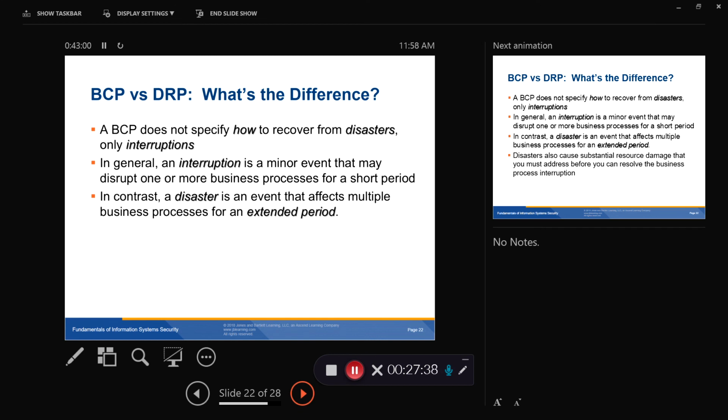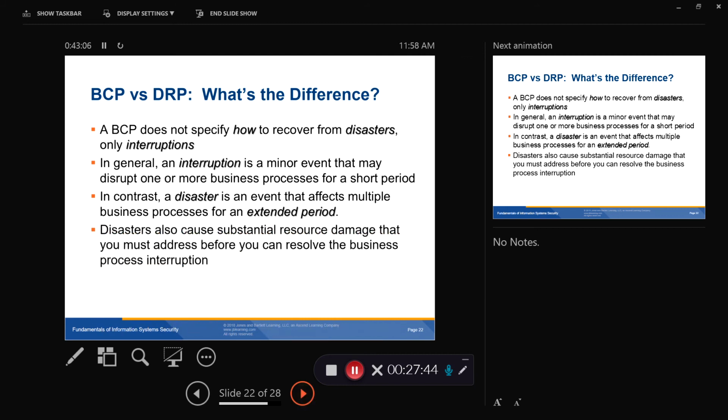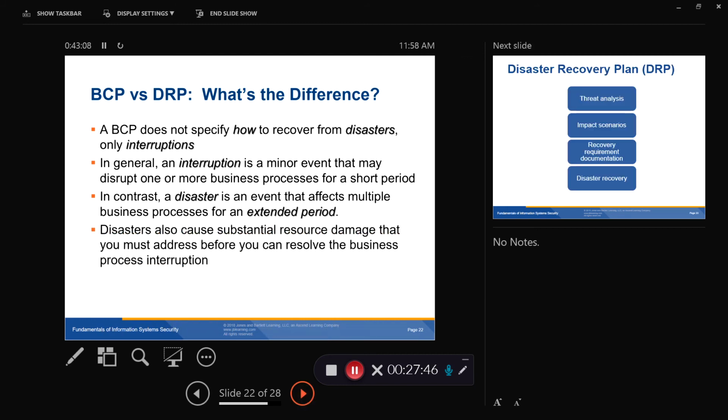Now, a disaster is an event that affects multiple business processes for an extended period of time. Disasters also cause substantial resource damage that you must address before you can resolve the business process interruption. Fire is really the number one natural disaster that there is. But if you have substantial resource damage, like the flood of 1994 at Great Dane, where we lost our computers, and that wasn't even a hurricane.